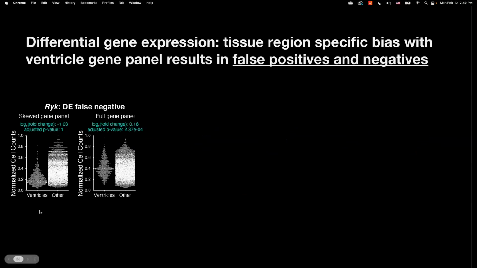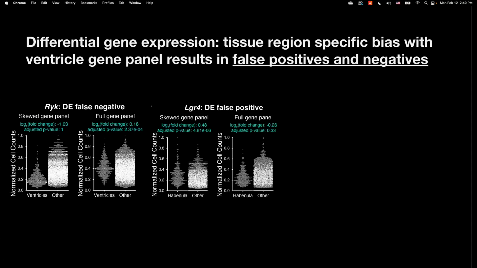So on the left, I'm showing library size normalized RIC counts for cells in the ventricle regions compared to other cells. On the left, I'm showing this for the skewed panel, and on the right, I'm showing it for the full gene panel. And so we see here that there is not a significant overexpression of RIC in ventricles when you use the skewed gene panel, but when you use the full gene panel, there is a small but significant overexpression of RIC in the ventricles.